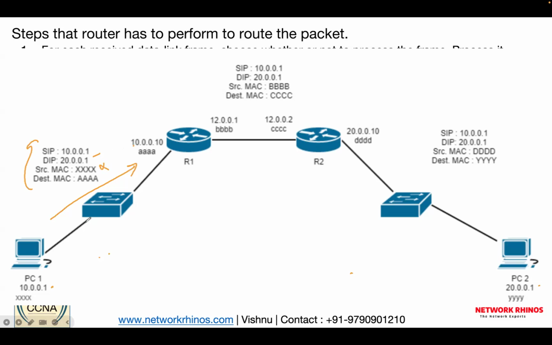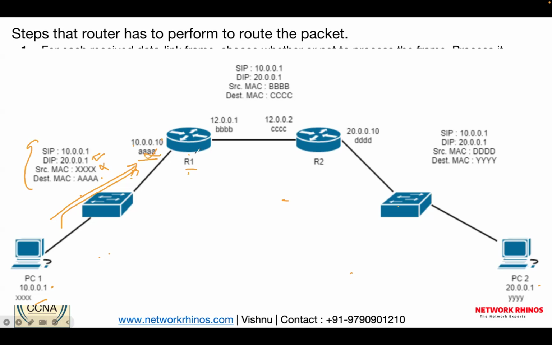Source MAC will be XX only, but destination MAC will be AA. It will not be the destination PC's MAC. It has to be the next router's MAC address or my default gateway's MAC address. Now, the packet comes all the way to R1. Because the destination MAC is my MAC, I will open the cover and I will see inside. And after seeing inside, I see that the destination IP is not my IP. It is somebody else's IP.